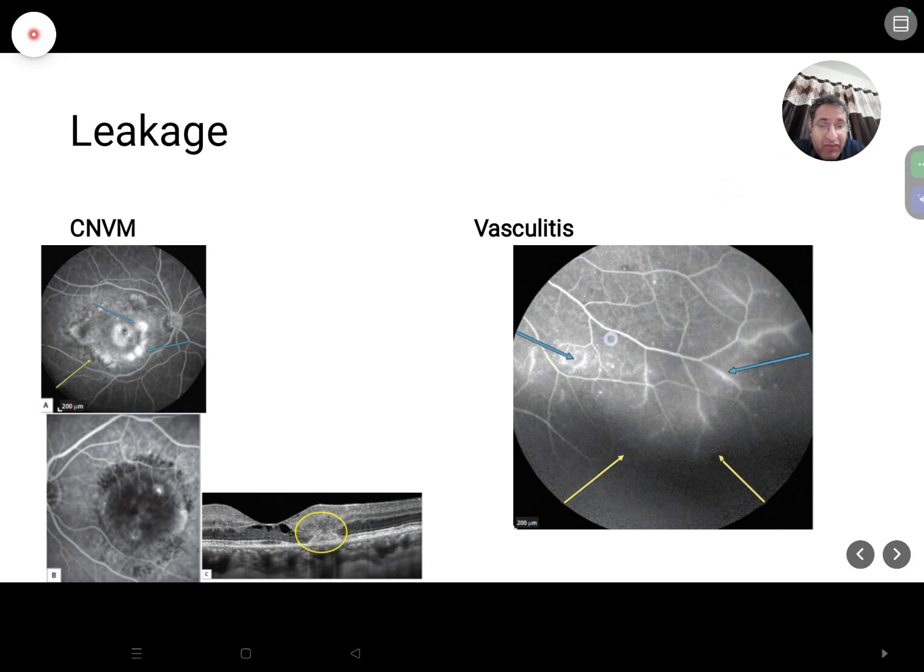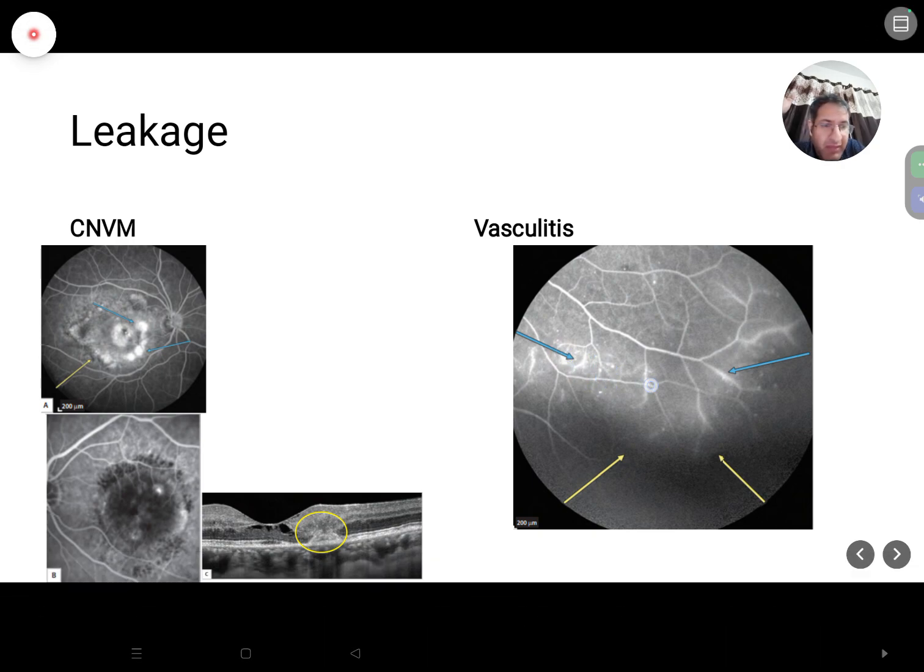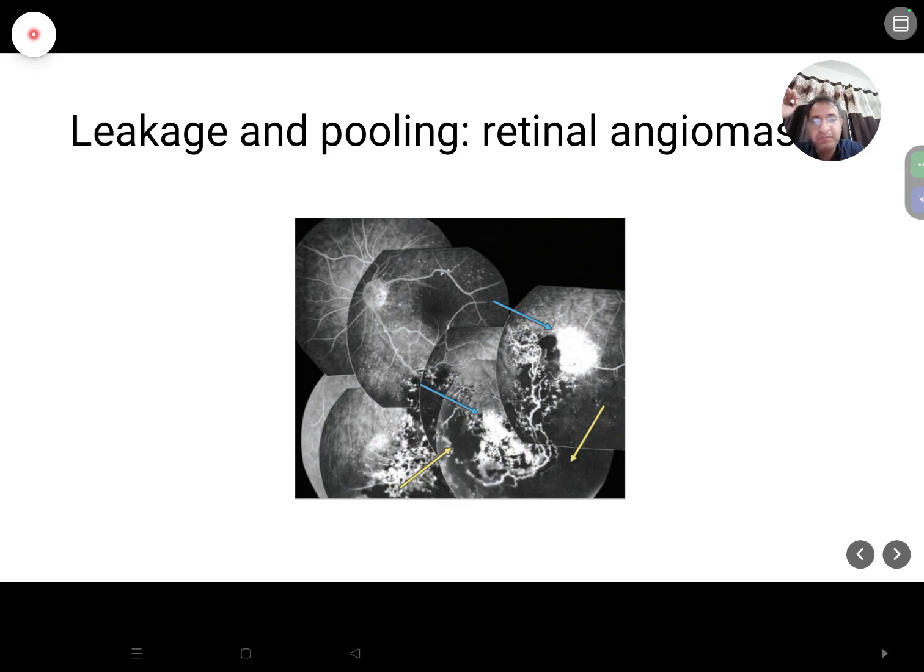Vasculitis. Vasculitis causes leakage because in this there is the inflammation of the endothelial cells, and it will not be at one point, it will be at multiple points. There will be a leakage at multiple endothelial cells, causing the leakage which is increasing in size. And because of this leakage, there is a capillary non-perfusion area beyond these leakage spots. This is all the capillary non-perfusion area. So this is the classic example of angiography of the vasculitis.